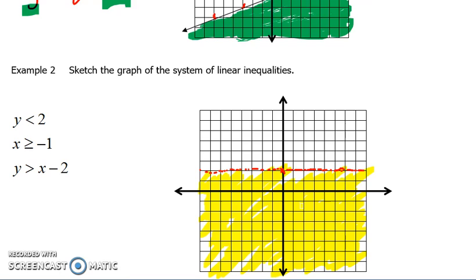And then we're going to do the x. Next one is x is greater than or equal to -1. So go to x, -1 is here. The x is a vertical line. And then we're going to draw a solid line because it has an equal sign. And then it is greater, so we're going to go this way to the right because x is greater than -1. So let's shade that.